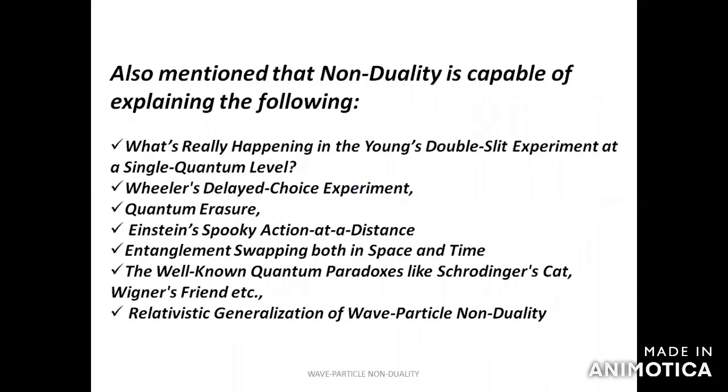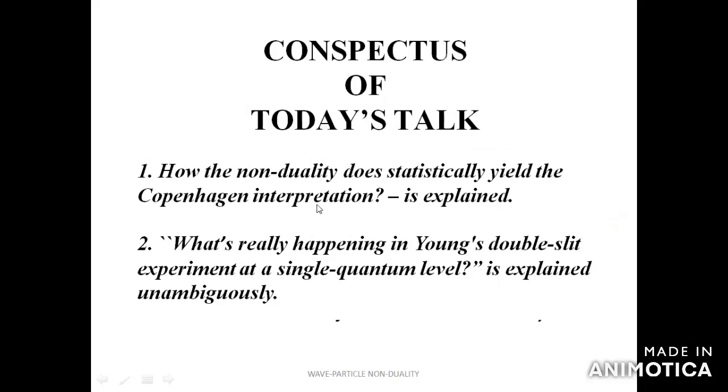I also mentioned that this non-duality explains the mechanism going on in Young's double-slit experiment, as well as the delayed choice experiment, quantum eraser, etc. But today I am going to talk mainly about Young's double-slit experiment. Before going to it, I have to explain a little more about how this non-duality reproduces the Copenhagen interpretation, otherwise I cannot straightforwardly explain it. So first I'll concentrate on this one, and then we'll see what is happening in Young's double-slit experiment.